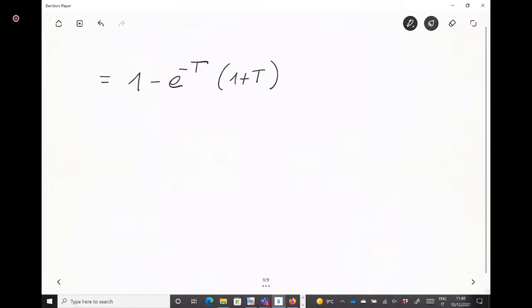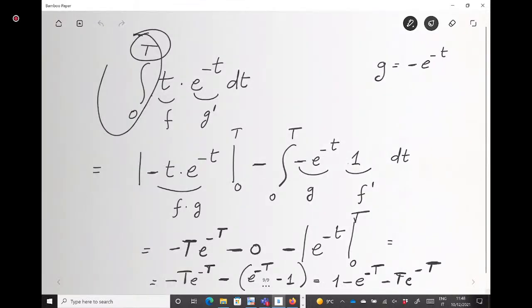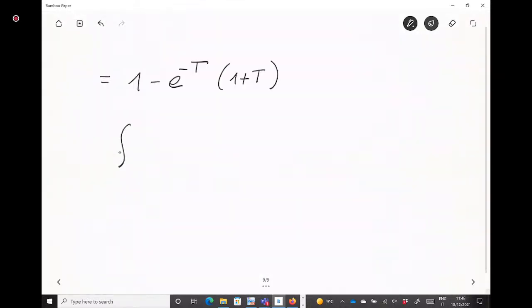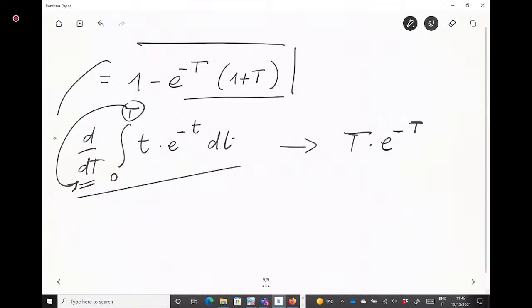Now, in order to check our solution, we must just compute the derivative with respect to capital T. By the fundamental theorem of calculus, this is equal to t exponential minus capital T exponential minus capital T. I am computing the derivative with respect to the upper limit of integration, okay? Now, this must be the same as what we obtain here. Let's hope that we obtain this.